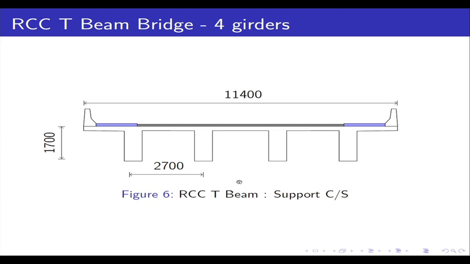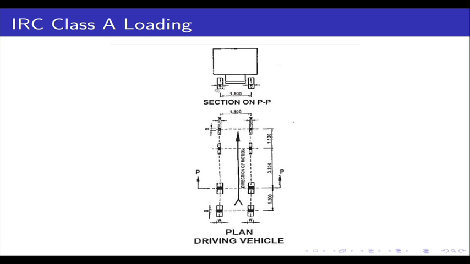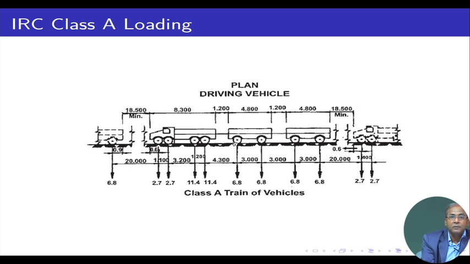This is the one that we continued in the last class, and the loading whatever we have shown you is from IRC 6; that particular loading we have considered. This is the IRC class A loading, and since this is double lane, we can keep two class A loadings side by side. This is the loading I have taken from IRC 6, which I have shown earlier also. All the details are there.